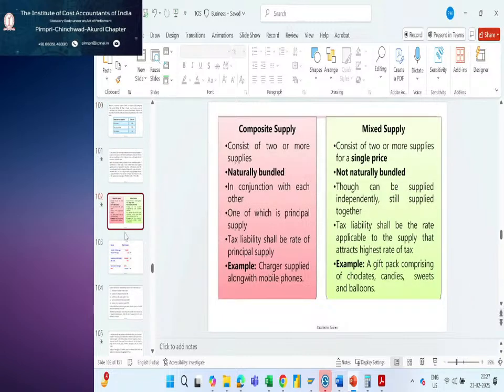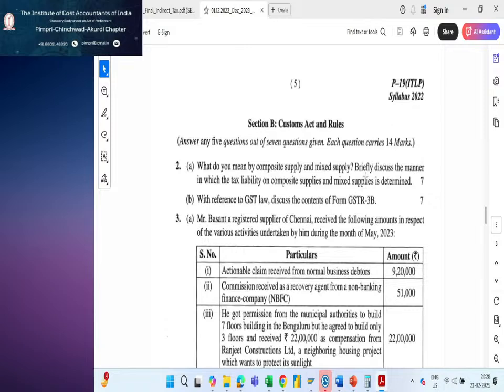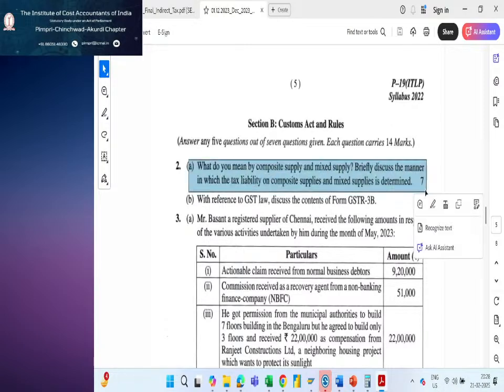So like this you can easily note: two or more supplies naturally bundled, what is the example, and what is our principal supply is very important for composite. Tax liability is of the principal supply, while here it is the highest tax rate. So these things are expected in this particular question.